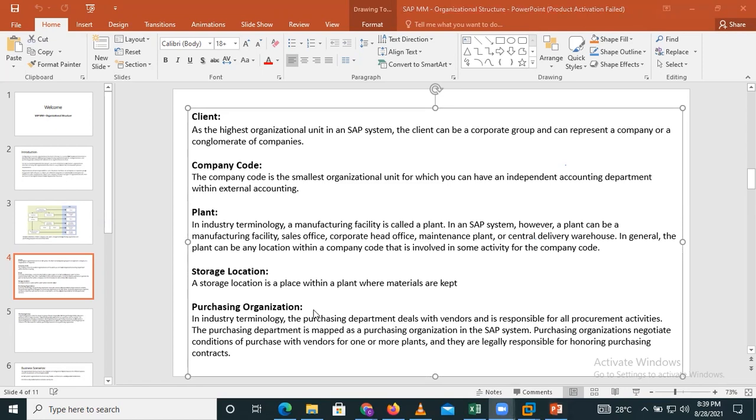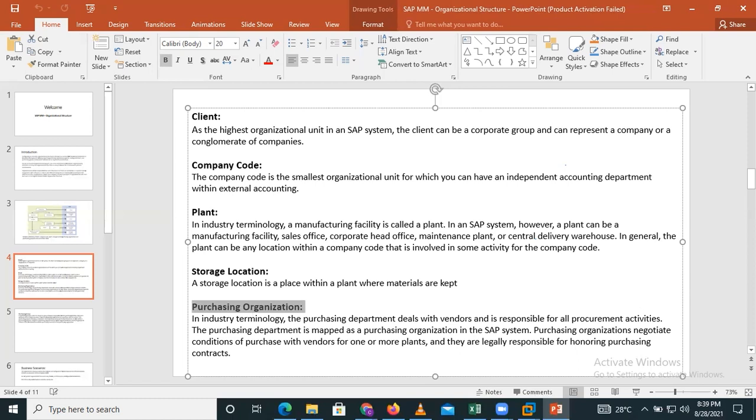Okay, fine. Let us move on. Now, what is meant by purchasing organization? In industry terminology, the purchasing department deals with vendors and is responsible for all purchasing activities. The purchasing department is mapped as a purchasing organization in the SAP system. Purchasing organization negotiates conditions of a purchase with vendors for one or more plants, and they are legally responsible for honoring purchasing contracts.